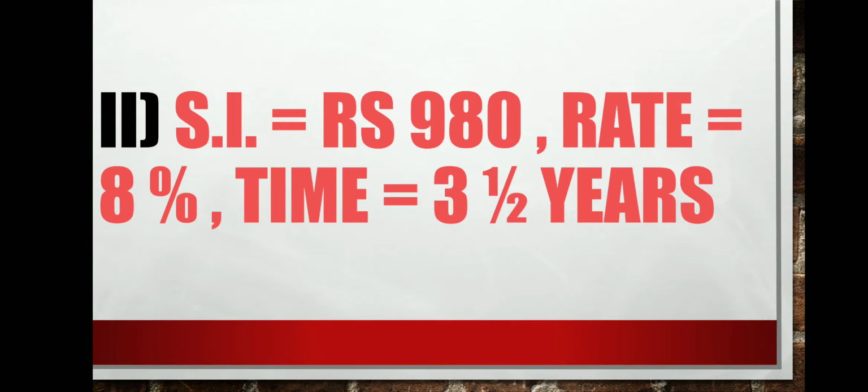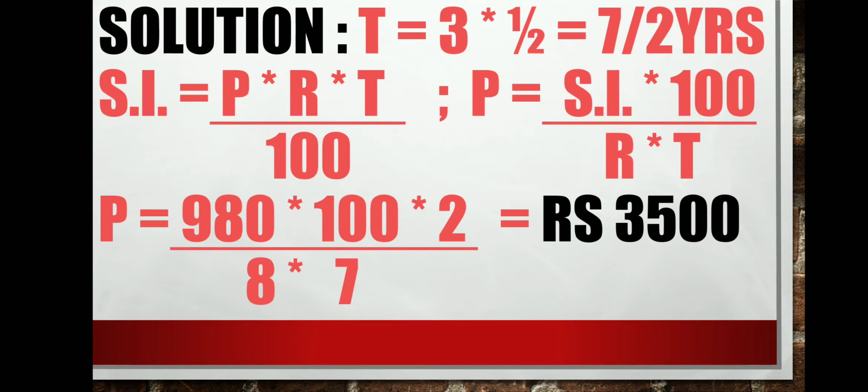Now come to subpart 2 of question number 3. SI is equal to 980, rate is equal to 8%, time is equal to 3.5 years, 3 whole 1 by 2. So here we can see that time is given in mixed fraction. We'll convert this mixed fraction into improper fraction first. So that becomes 3 into 1 by 2. 2 3s are 6 plus 1, 7. So it is time equals to 7 divided by 2 years.